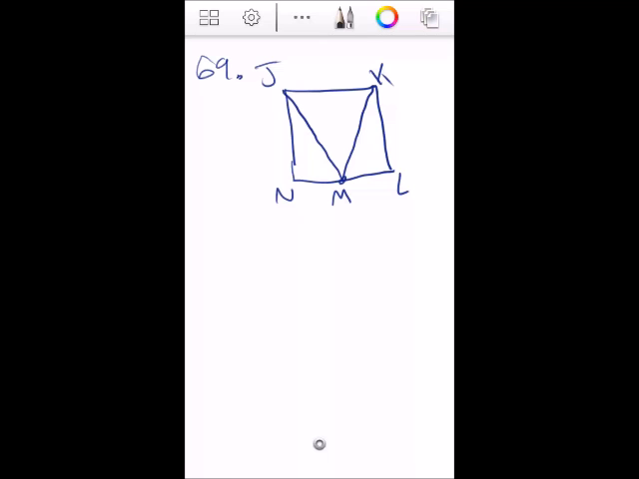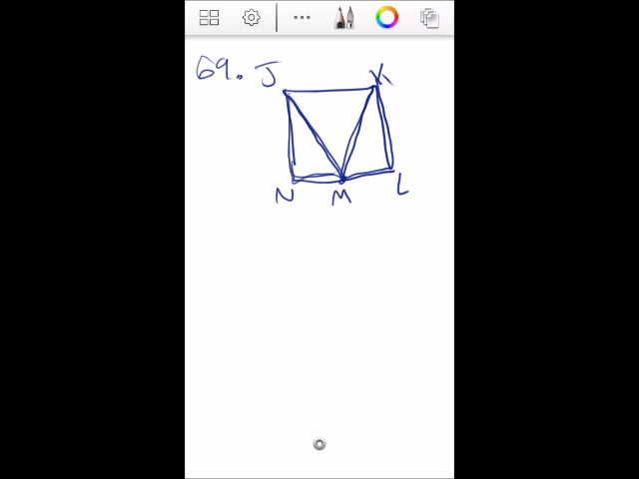Here it is, guys, the final problem. We've made it. So, the final problem says, JKLN is a square. M is the midpoint of NL. Justify why triangle JNM is congruent to triangle KLM. So we're using one of our side, angle, side, angle things. So we want to prove that this triangle right here is equal to this triangle over here.